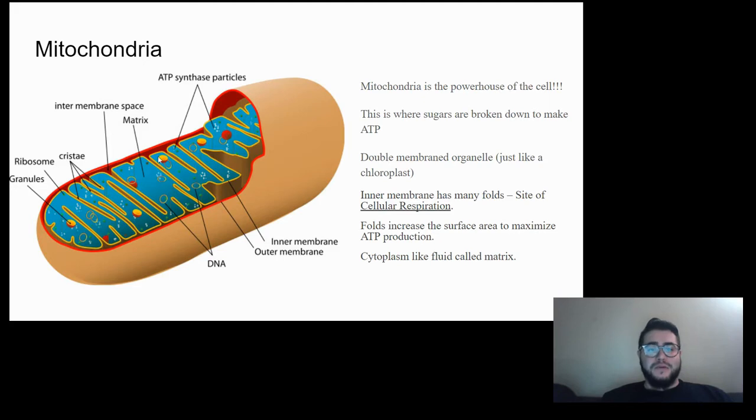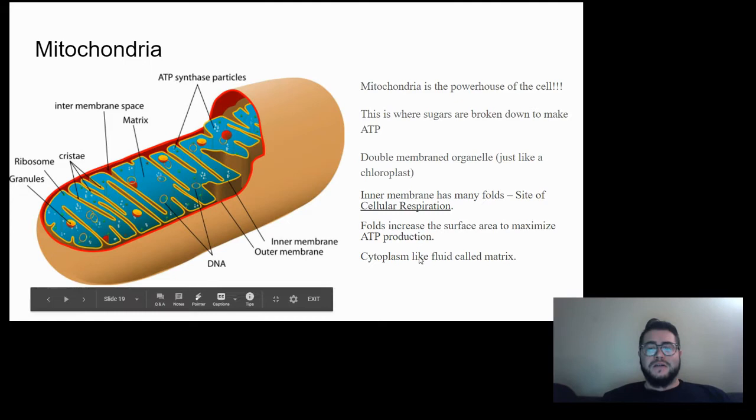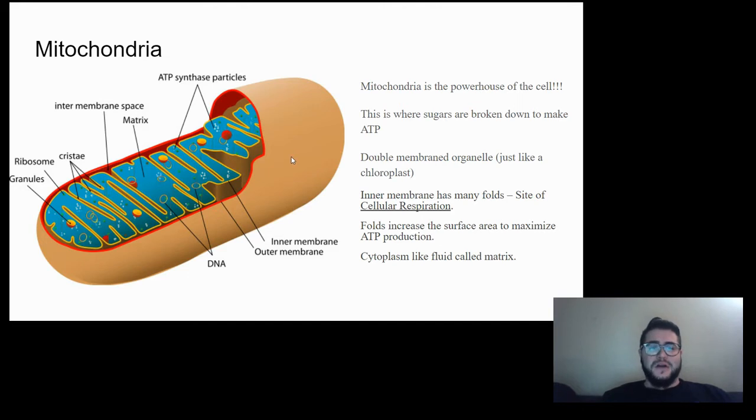It is a double membraned organelle, just like the chloroplast. It has its own DNA, just like a chloroplast. It's got an inner fluid inside. That's called the matrix. And then the two membranes are called the inner membrane and the outer membrane. Again, glycolysis happens outside of the mitochondria in the cytoplasm, while the different steps, the Krebs cycle and the electron transport chain, happen inside the mitochondria here.